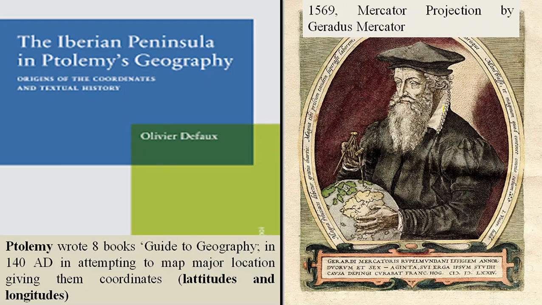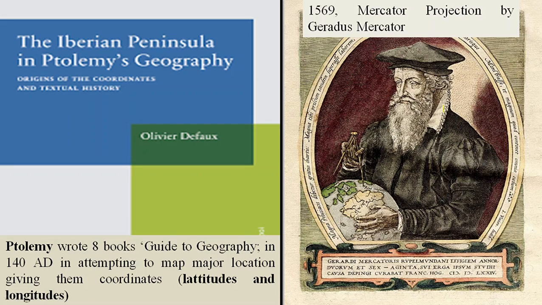We have a few writers, a few authors also, like Ptolemy. Ptolemy wrote 8 books that are a guide to geography, and in his books he attempted to map major locations. He gave them coordinates, latitude and longitude, and that was how he showed a place on a map. Their location was shown. It was in 140 AD. He introduced the location system, the grid system, in his guide to geography. So he wrote 8 different books, and he was one geographer.